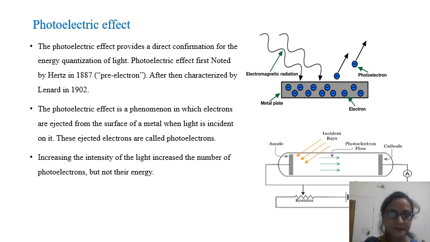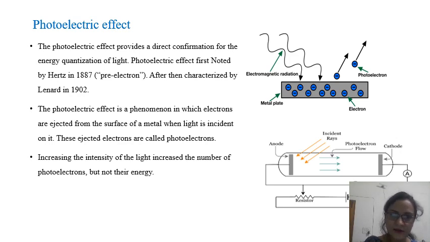Photoelectric effect. This is our next content of our module. The photoelectric effect provides a direct confirmation for quantization of energy of light. The photoelectric effect was first noted by Hertz in 1887. This is the photoelectron phenomenon. After that, it was characterized by Lenard in 1902.